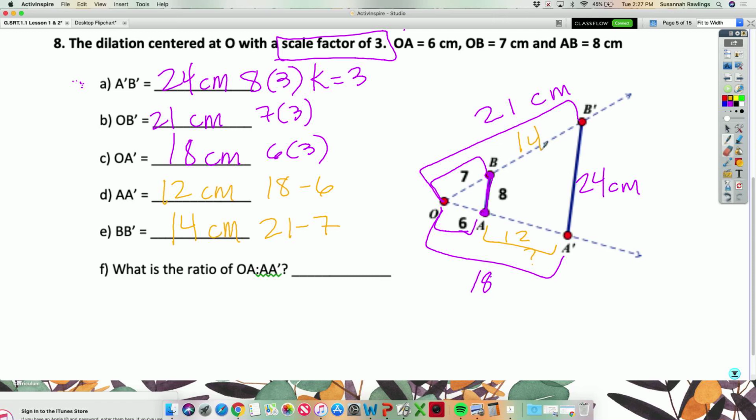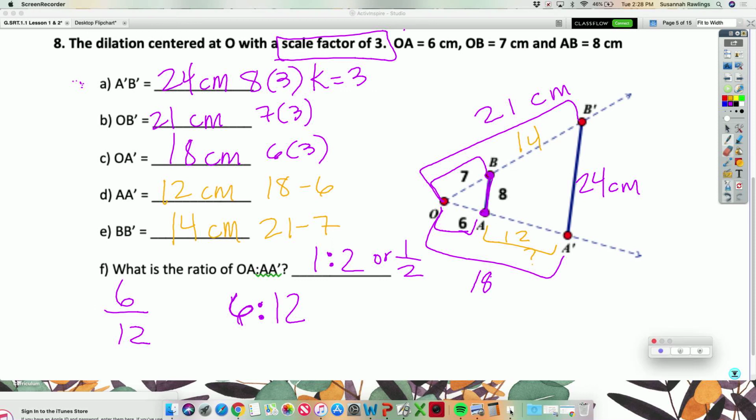Okay, the last question is asking for a ratio of OA to A prime. So what is my length of OA? 6. And I'm going to put mine in this format with the colon. And then A prime was 12. If this were in the other format, like a fraction, what do I always have to do with fractions? Simplify or reduce them. So what would that reduce to? 1/2. So either way is fine. You can do 1 to 2, or you can leave it as a fraction 1/2. Most of the time, scale factors will be written as a fraction, but you do need to know both formats.